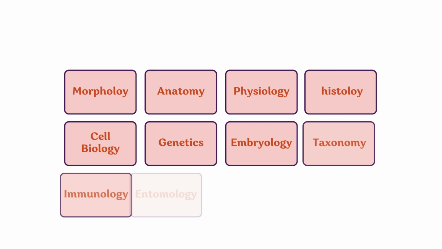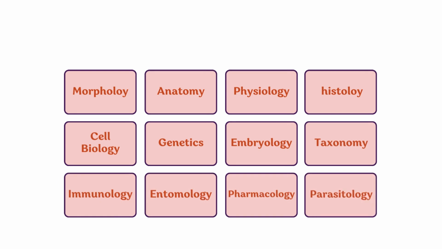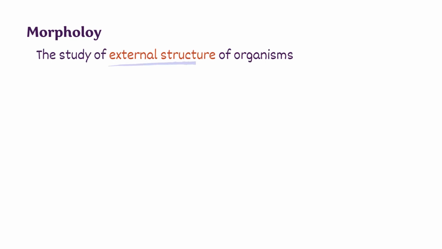But it doesn't stop here. We have many other branches as well. Let us study and try to understand each of these branches separately. Morphology is the study of external structure of organisms. So we humans differ in how we look, and studying these differences would be morphology.